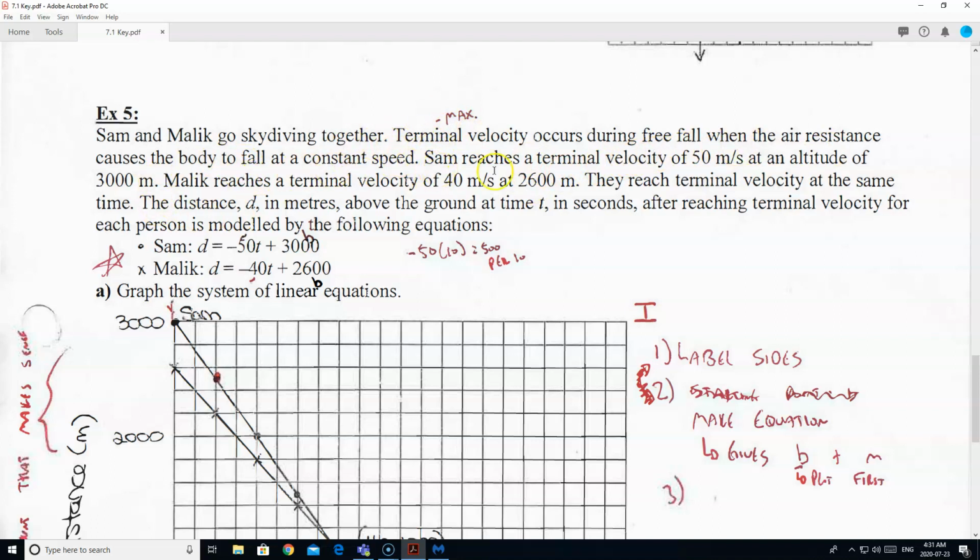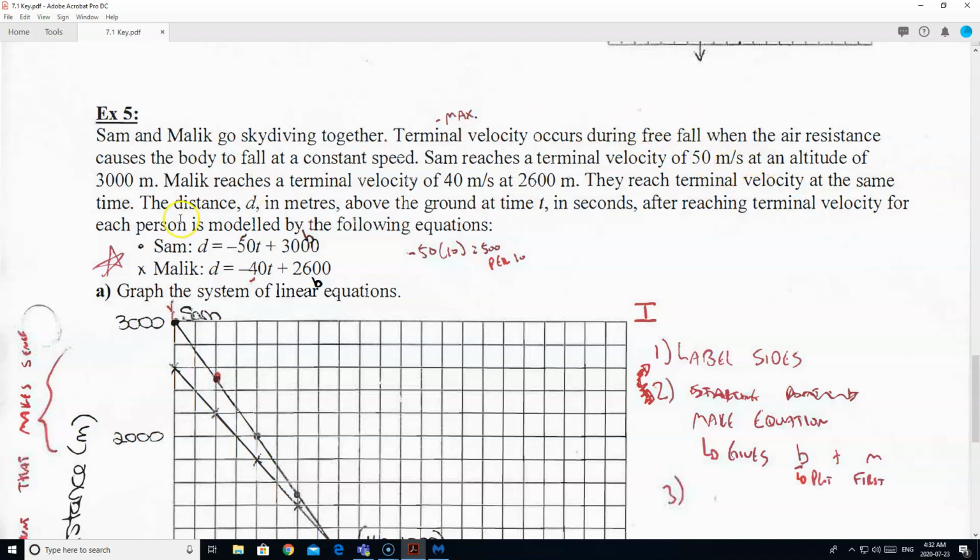Okay, there you go. Sam reaches a terminal velocity of 50 meters per second at an altitude of 3,000 meters. Again, this is not part of the question, but velocity is different than just speed. Strictly, speed is just a magnitude, an amount, right? Like how fast are you going, like 50, whatever the speed is. But velocity has a direction to it, so it's the speed but also in a certain direction. Here, the direction is going downwards towards Earth because it's a free fall case.